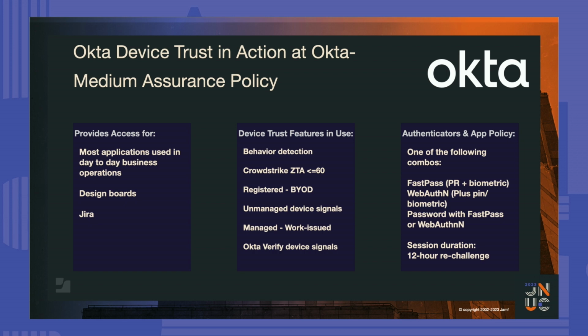All right, so for the authentication and app policy, we require FastPass used in a phishing-resistant plus biometric mode, or a web authent plus a biometric or a PIN. You can also pair password with FastPass without the biometric check, or password with a web authent, but to be fair, our policies are changing all the time. We're constantly on a journey, so even these are slightly out of date. Come to Octane, I have so much to show you. All right, once again, you get a 12-hour session.